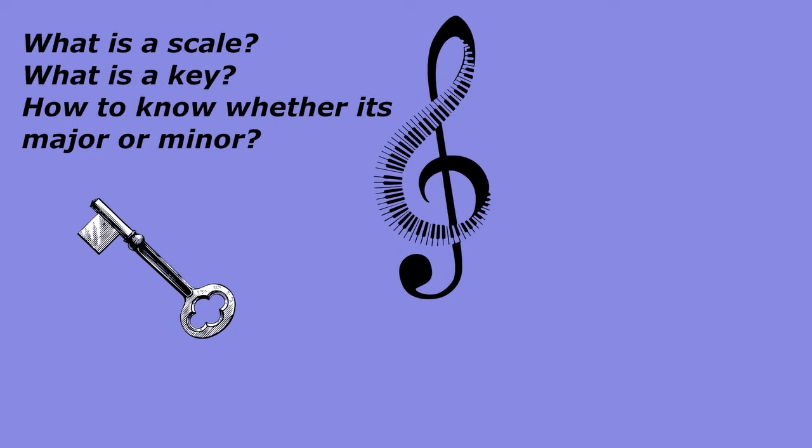A key is the name for the scales. So you'd have the key of A major, the key of A minor, the key of C major, the key of C minor, the key of A sharp major, the key of A flat major, different things such as that. Keys are just a label we give to music so that we can better understand it.